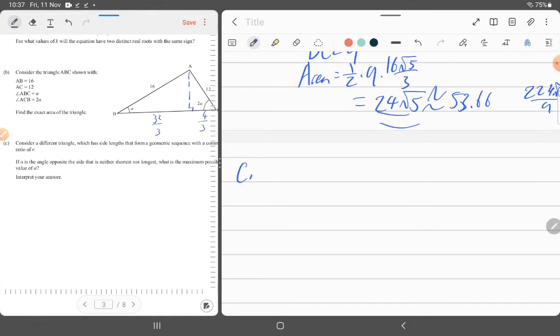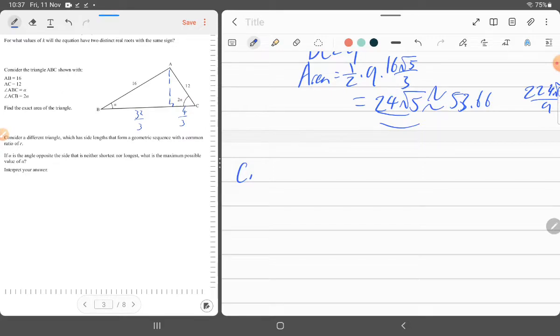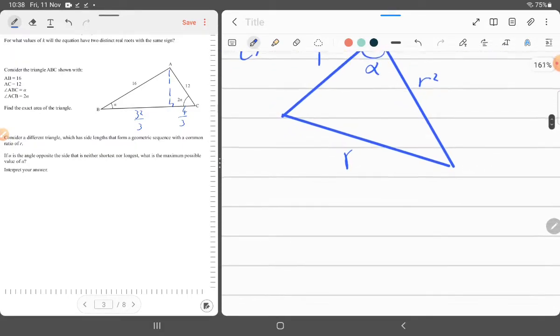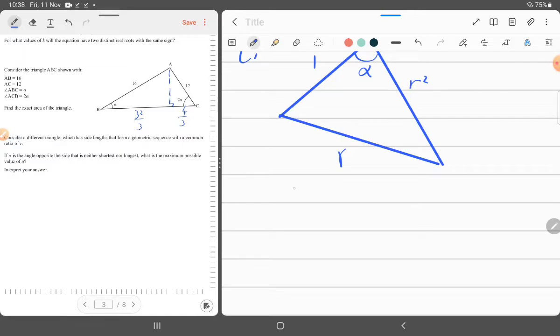So consider a different triangle, with side lengths that form a geometric sequence with a common ratio of r. Well, let's just say the sides are 1, r squared, and r. If alpha is the angle opposite the side that is the shortest or longest, versus the maximum possible of alpha. So if we do cosine alpha, actually no, c squared is equal to a squared plus b squared minus 2ab cosine c.